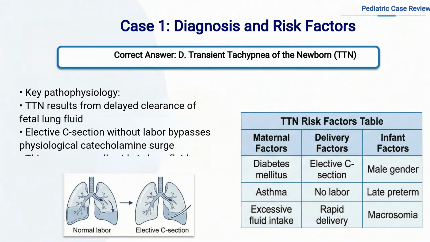Delivery factors include elective cesarean section without labor and rapid delivery. Infant factors include male gender, late preterm gestation, and macrosomia. This case perfectly illustrates the classic combination of elective cesarean section plus mild respiratory distress with good perfusion.